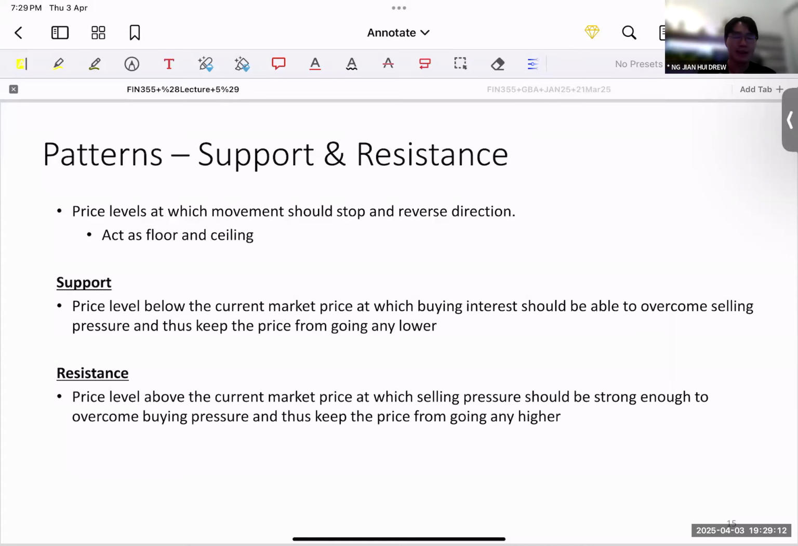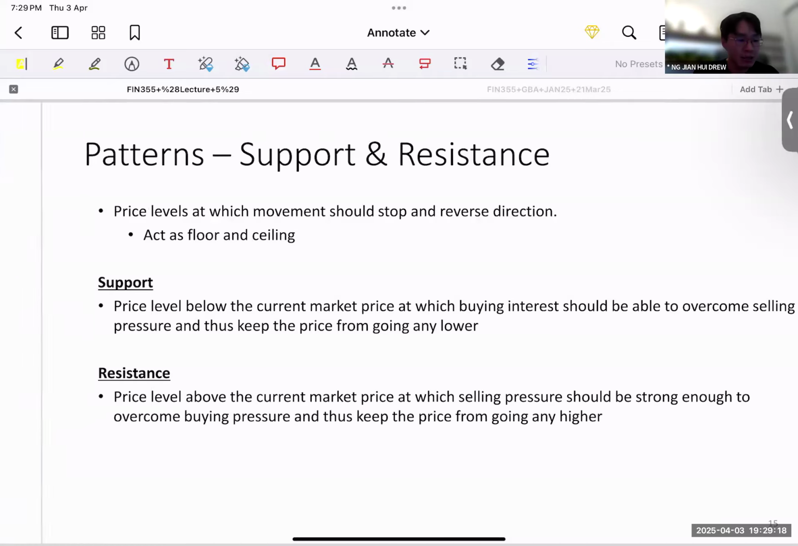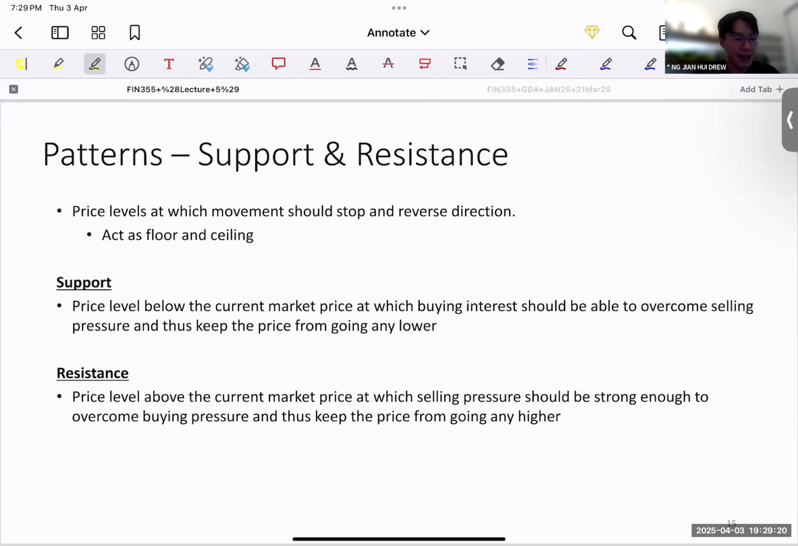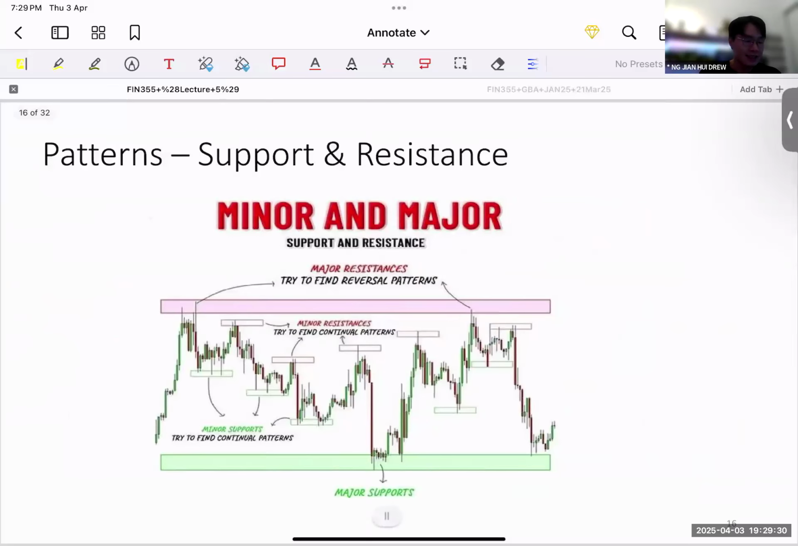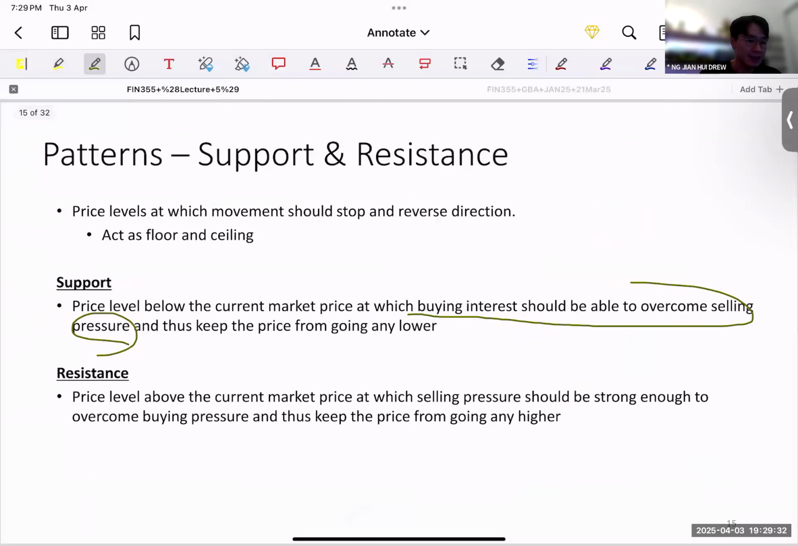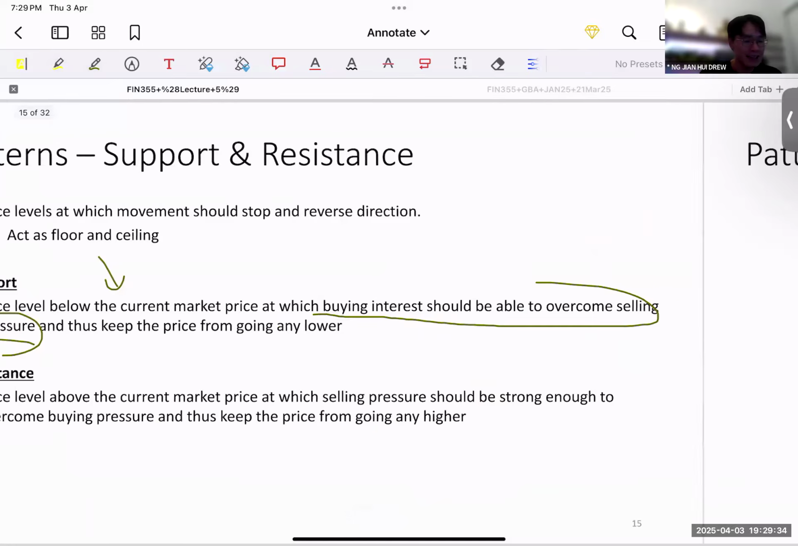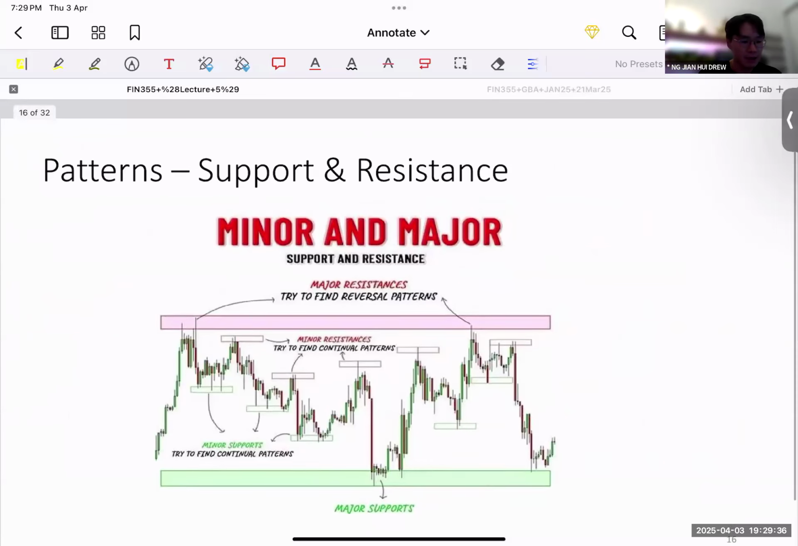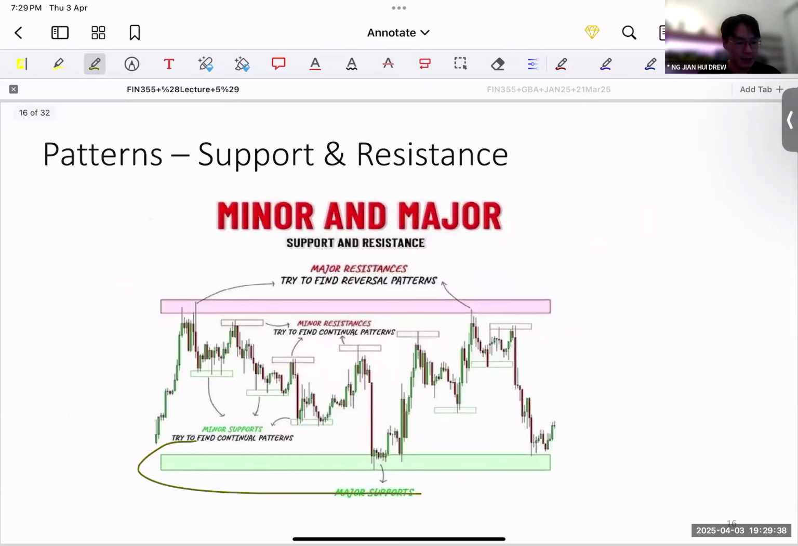So in terms of support, what it's trying to say is supporting the bottom price. So it's the price below the current market price, at which buying interest should be able to overcome selling pressure. Sometimes this can be quite difficult to understand, all these words. But in layman terms, support is the bottom here, right?